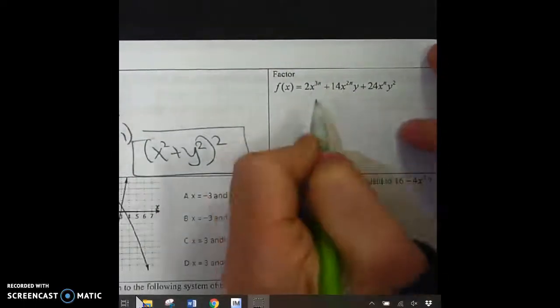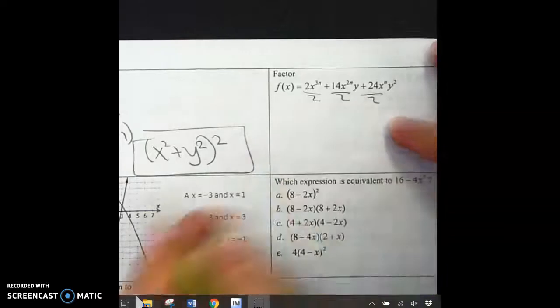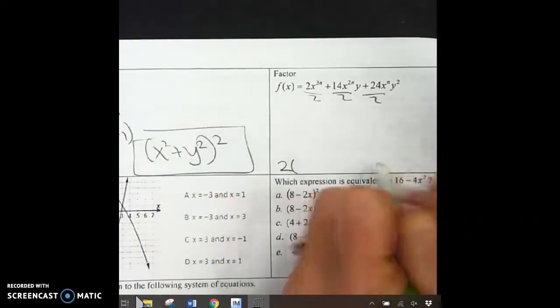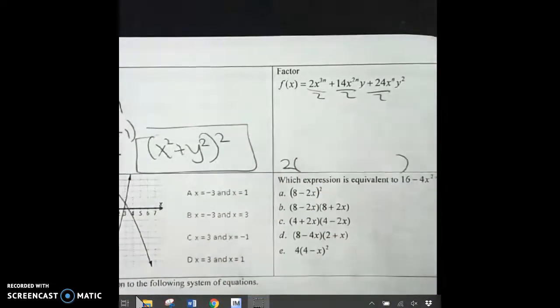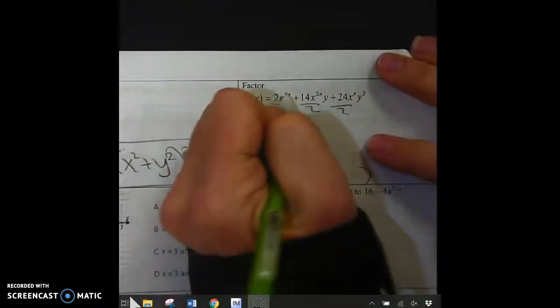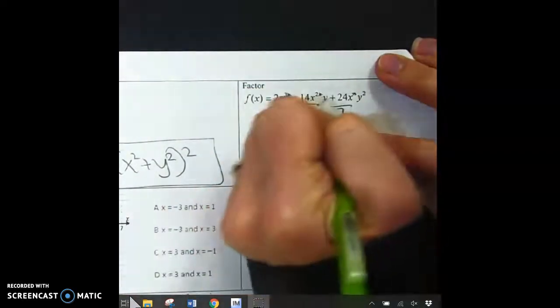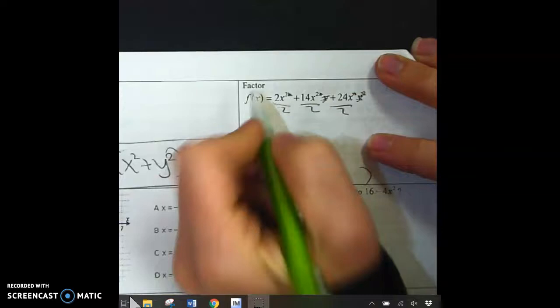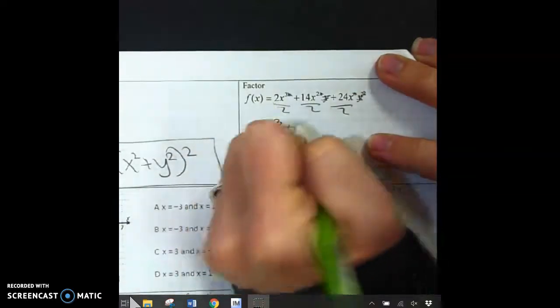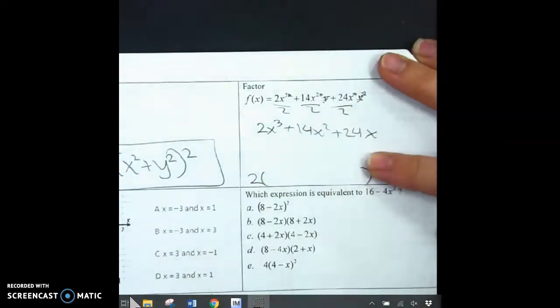All right, I definitely see that there's a lot going on, but I also see I can divide by 2. I'm going to put this down here so I remember in the end. It's got to be divided by 2. Now what makes this confusing is the n and the y. So if I rewrote this, this would be 2x cubed plus 14x squared plus 24x.